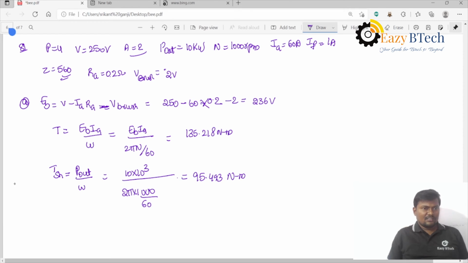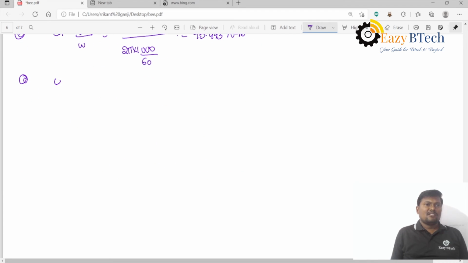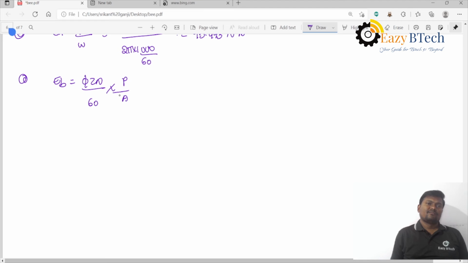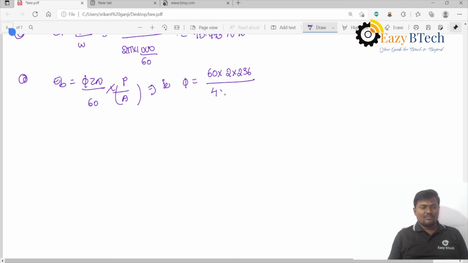Coming to this, EB is equal to phi Z N by 60 into P by A. So what is the flux value? We have to calculate. Flux is equal to 60 into 2 into 236 divided by 4 into 1000 into 560. That should be equal to 0.0126 Weber.